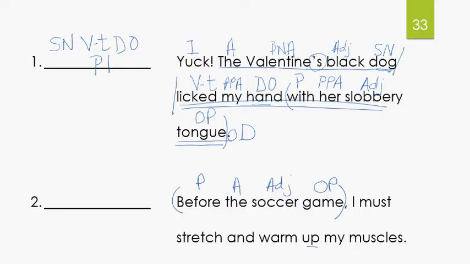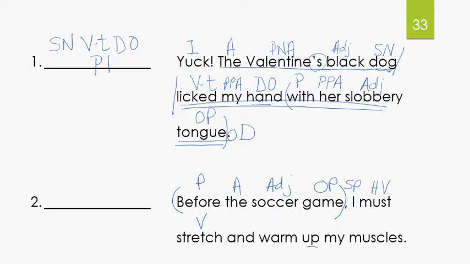Now let's read the sentence without that. I must stretch and warm up my muscles. Okay, who must stretch and warm up their muscles? I, subject, pronoun. What is being said about I? I must, helping verb, stretch, verb.